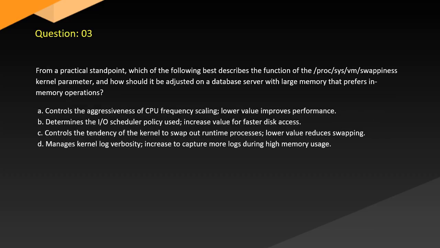Question 3. From a practical standpoint, which of the following best describes the function of the /proc/sys/vm/swappiness kernel parameter and how should it be adjusted on a database server with large memory that prefers memory operations? A. Controls the aggressiveness of CPU frequency scaling. A lower value improves performance. B. Determines the I/O scheduler policy used. Increase value for faster disk access. C. Controls the tendency of the kernel to swap out runtime processes. A lower value reduces swapping. D. Manages kernel log verbosity. Increase to capture more logs during high memory usage.